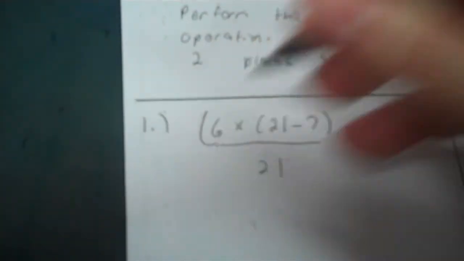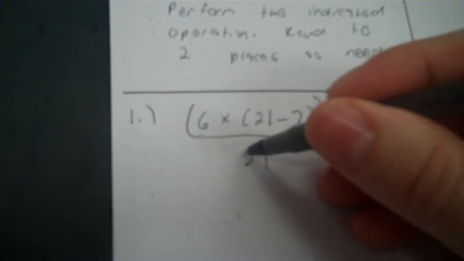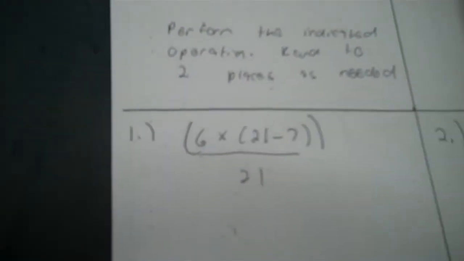Okay, folks, finals review time. Perform the indicated operation, rounded to two decimal places if needed. Now, this is called a complex fraction, okay? So you want to put your own parentheses on top, and you can put it on bottom, but there's only one number there, so I wouldn't, okay? And then I go parentheses 6 times parentheses 21 minus 7. You'll need a double parentheses then, and then divided by 21. I got 4. Equals 4.